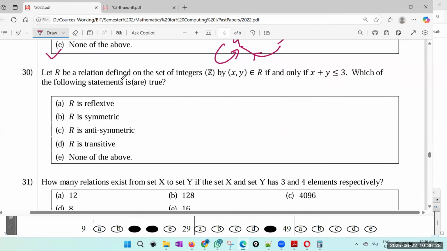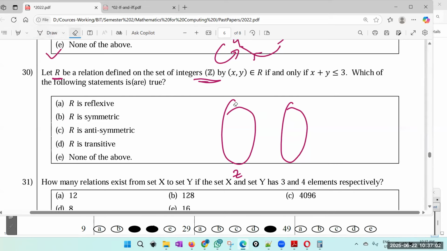Let R be a relation defined on the set of integers, Z. Right, Z, integers. And (x, y) are members of R. Here, R doesn't mean real numbers. R is a set, because it's for integers, a set of integers, if and only if x plus y must be less than or equal to 3. Let's draw it a little bit bigger.